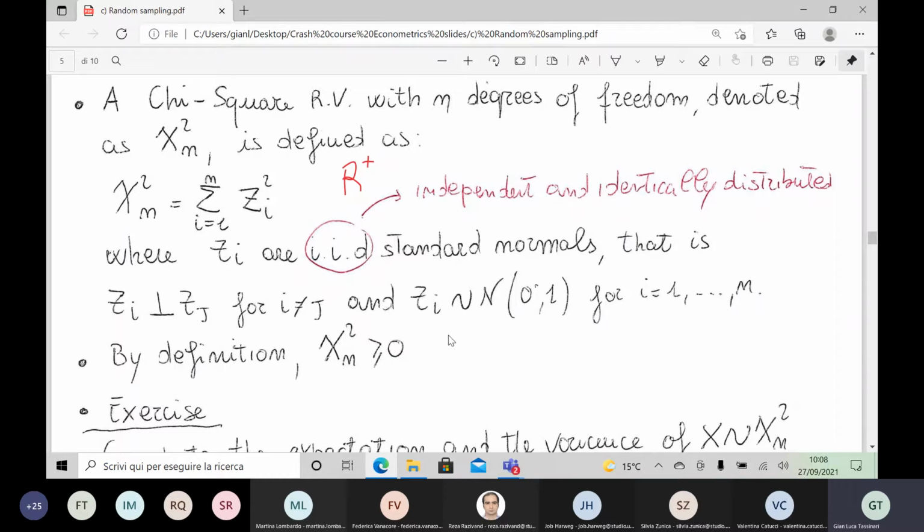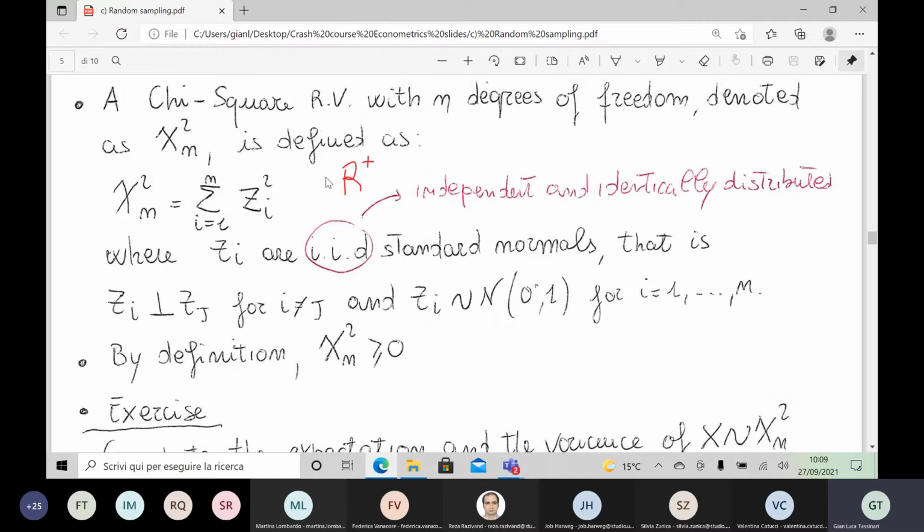So the zeta i are all standard normal random variables, that is, they are normal random variables with expectation 0 and variance 1, and they are all independent. Now, by definition, a chi-square with n degrees of freedom is the sum of n random variables, each one raised to the power 2. Obviously a chi-square can always assume values bigger or equal to 0. It assumes the value 0 if and only if all the zeta i assume at the same time the value 0. Otherwise, the value is strictly greater than 0.